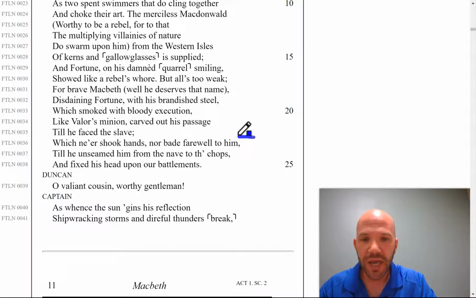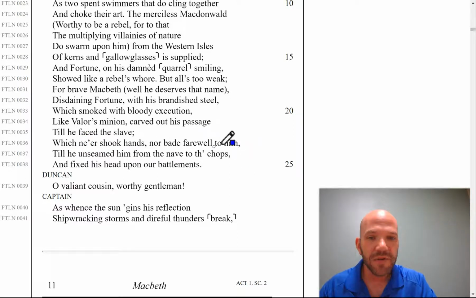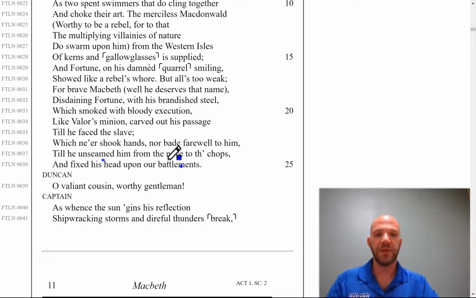"Which ne'er shook hands nor bade farewell to him." Ne'er means never. There's just an apostrophe there where the V should be. So he never shook his hand. He never even said farewell to him. What did he do? "Until he unseamed him from the nave to the chops." Unseamed him.